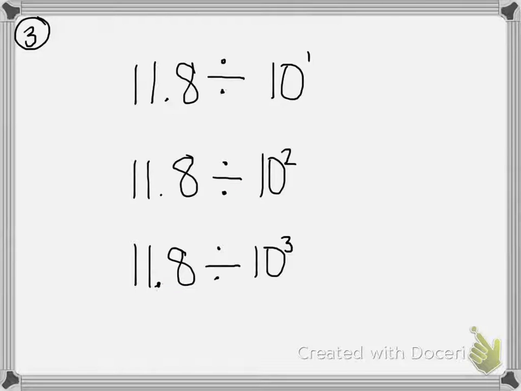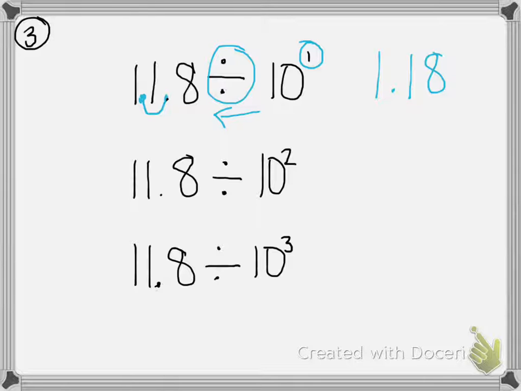Number 3 says divide. So we have 11 8/10 divided by 10 to the first. Since it is division, we know we move our decimal point to the left. We look at our exponent, we move it 1 time. So our decimal point starts here. We move it to the left 1 time. It is now between the 1 and the 1. So 1 decimal point 1 8, or 1.18.